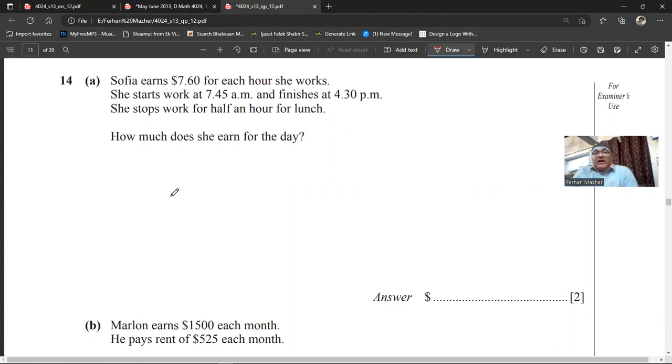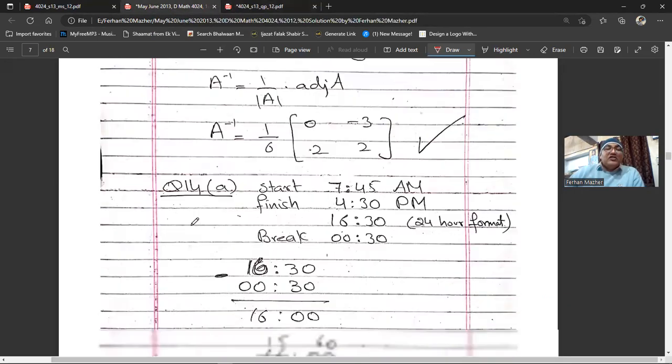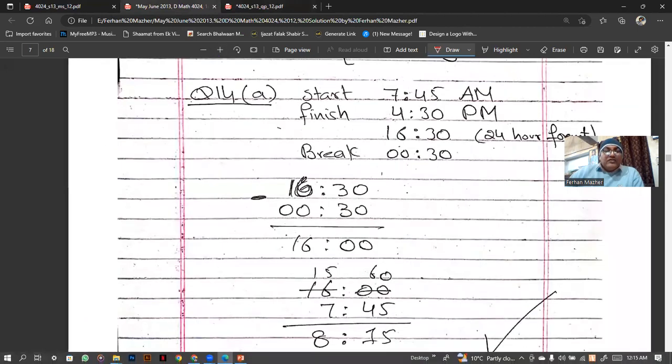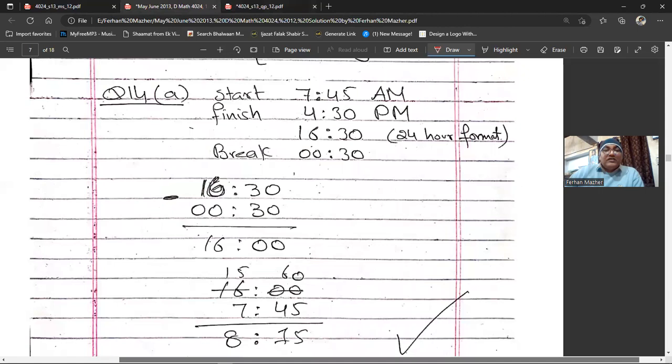Okay, so because she has started at 7:45 a.m. and finishes the work at 4:30 p.m., and this is in 12-hour format time, I will convert it into 24-hour format time. So in the PM, I will add 12 hours. So 4:30 plus 12, that will be 16:30. That is 24-hour format. From that, first of all, take out the break of 30 minutes and then take out the start time. So you will have the time, the hours she worked.